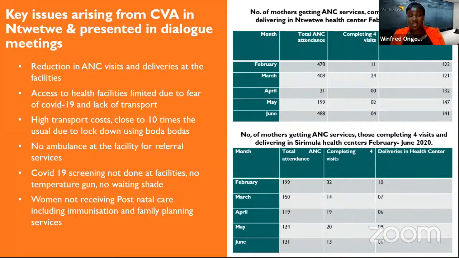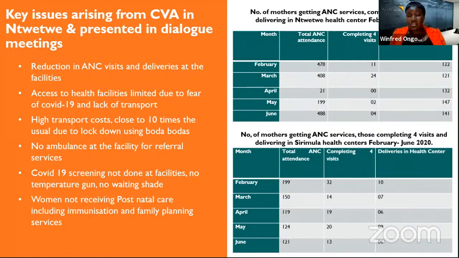I think most of us experienced that. You're not sure whether you should go to the facility or not. And then high transport costs. Like I mentioned, there was a lockdown. And in a case whereby there was access to transport, it was 10 times the usual. It wasn't anywhere close to what they had to pay before the lockdown happened.